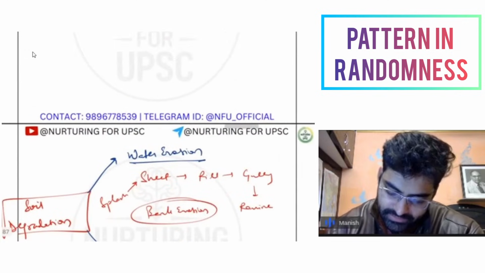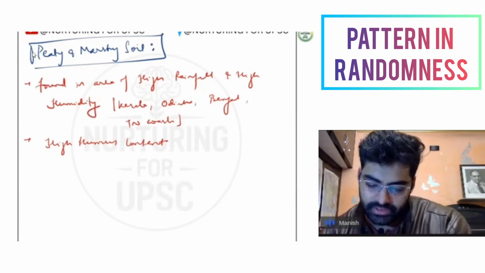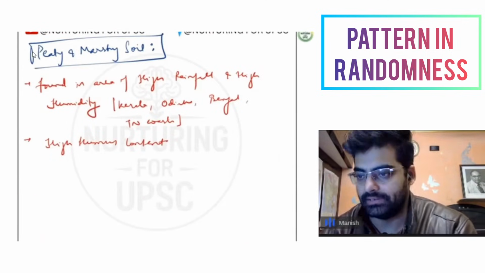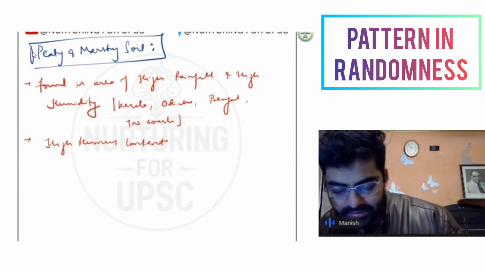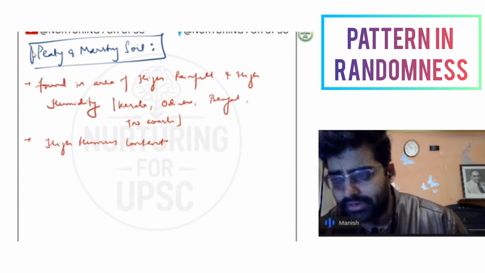Another type of soil is peaty and marshy soil. It is found in areas of high rainfall and high humidity, like Kerala, Odisha, Bengal, Tamil Nadu coast, etc. It has high humus content, similar to mountain soil.